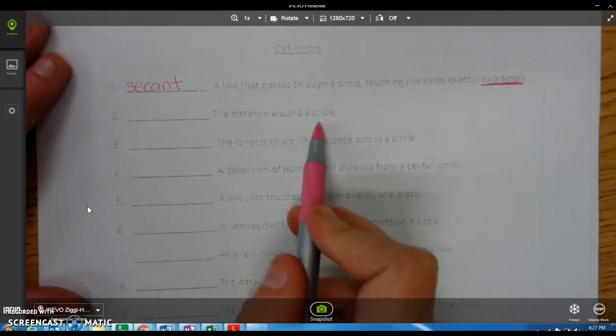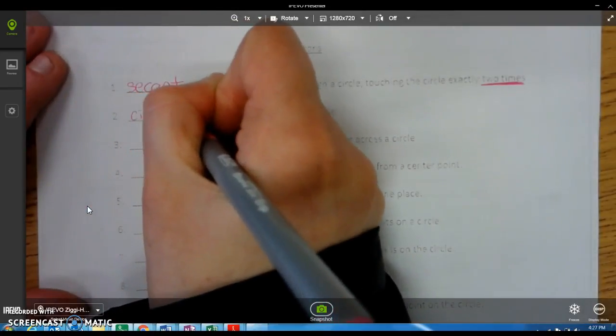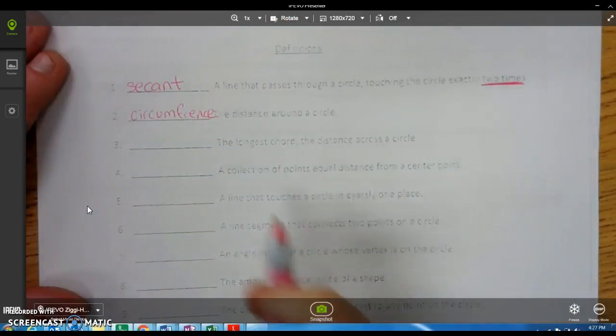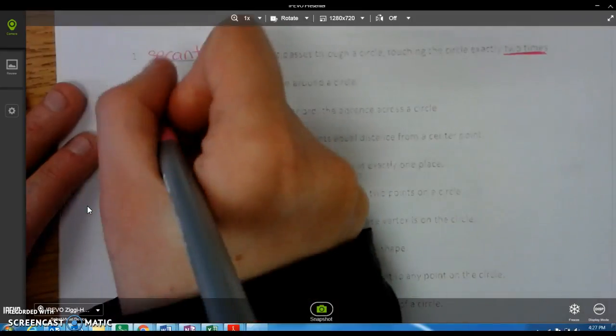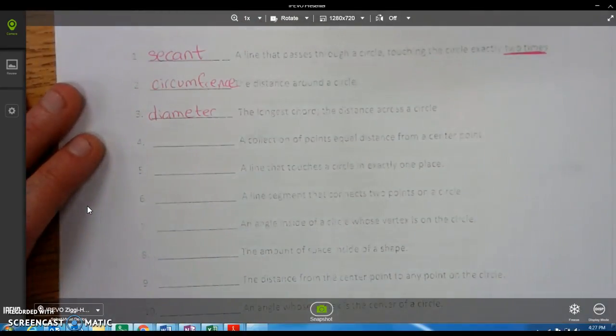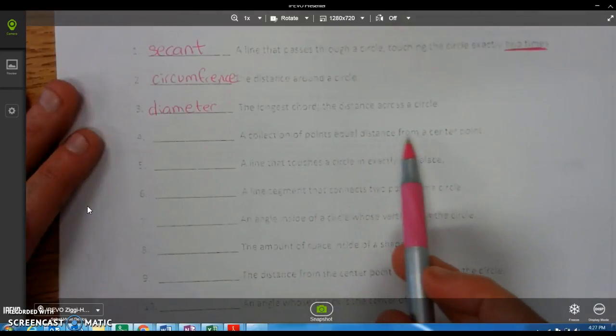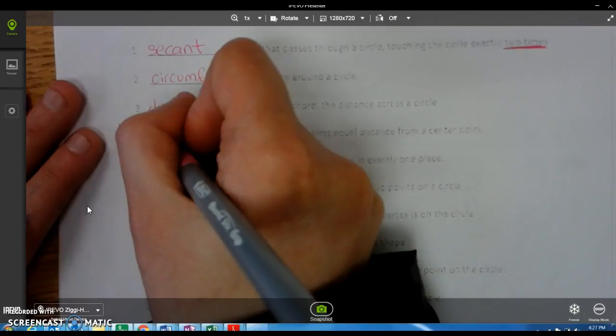The distance around a circle is called the circumference. The longest chord, or the distance across a circle, is the diameter. A collection of points equal distance from a center point is the definition of a circle.